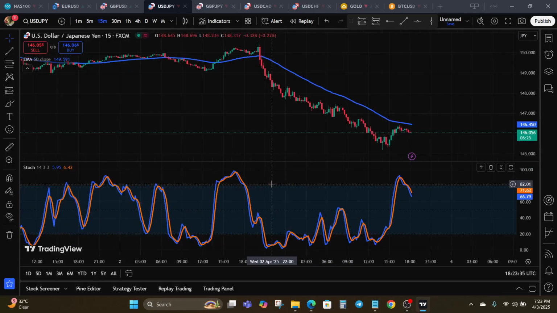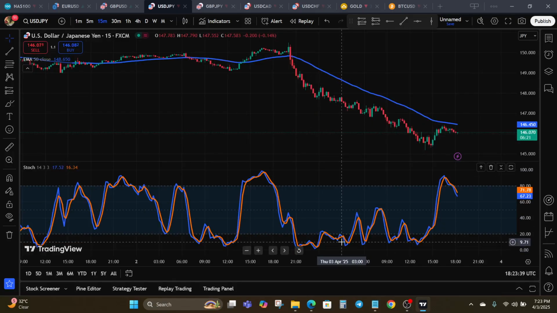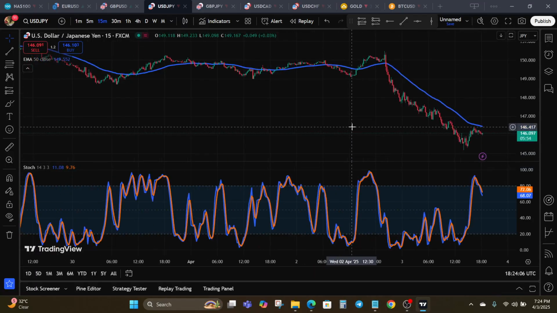So the stochastic oscillator helps us find overbought and oversold conditions. If the stochastic is below 20, the market is oversold and we look for buy opportunities. If the stochastic is above 80, the market is overbought and we look for sell opportunities. However, we don't enter a trade just because the stochastic is in these zones. We need extra confirmation. Now, the third step is to wait for a pullback to the EMA.